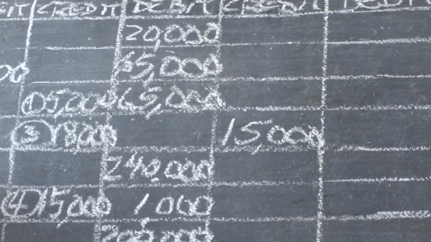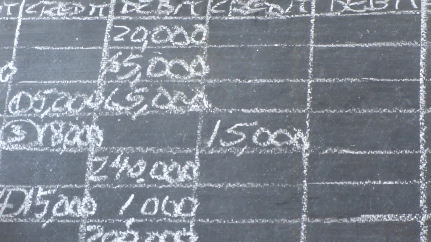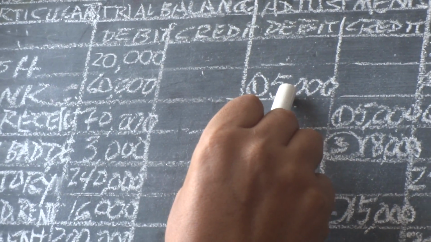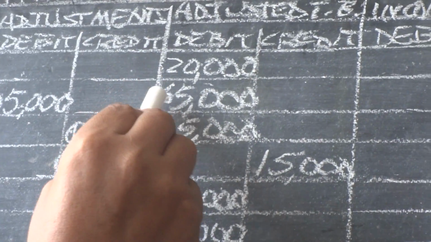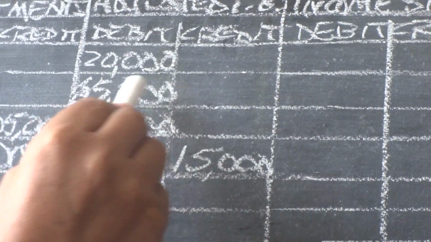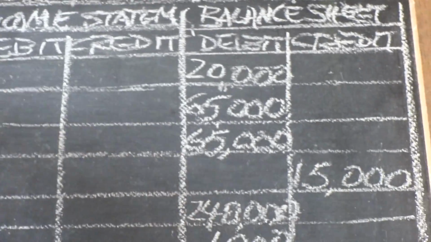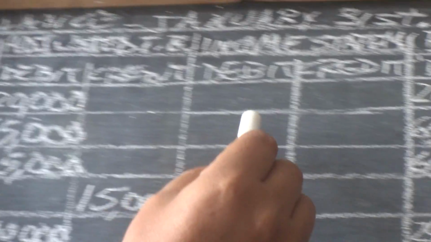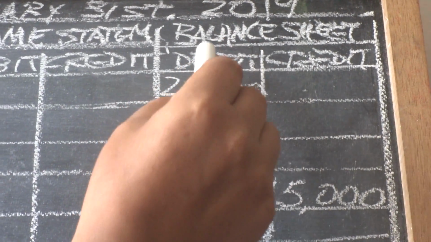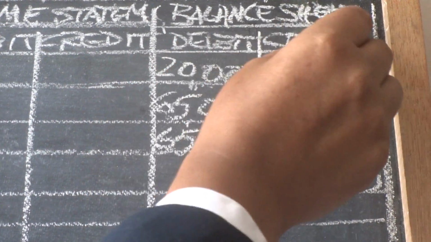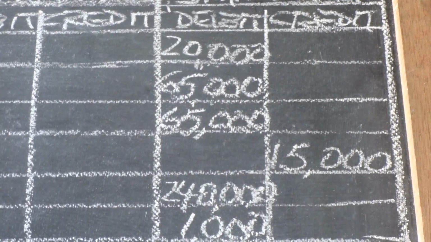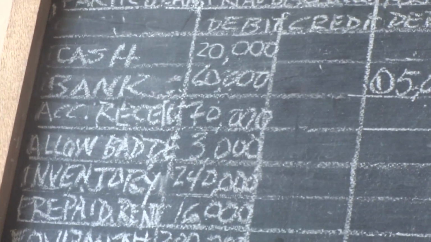Then we sum $60,000 plus $5,000, and it gives $65,000 in the column of adjustment, trial balance, that goes to the column of debit in the balance sheet because it's a proprietorship of the company.